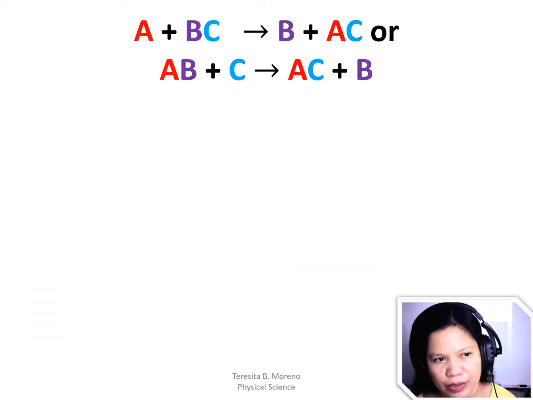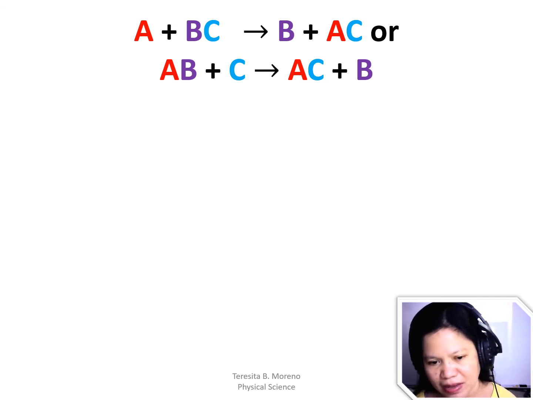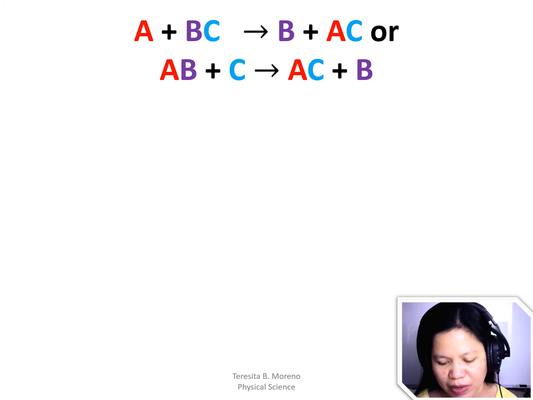Okay. You have here the diagram or the equation. A plus BC yield into B plus AC, or AB plus C yield into AC plus B. So it depends on what type of chemical is given, provided that only one is being replaced. So that is single replacement. So isa-isa lang. Hindi pwedeng dala-dalawa.